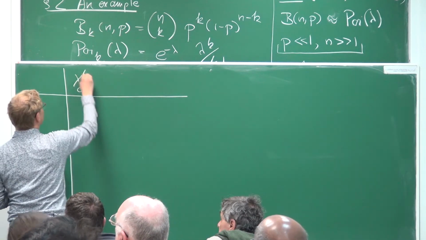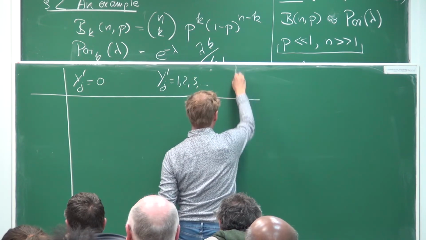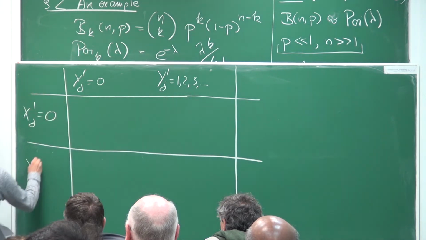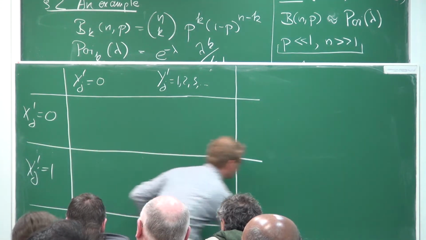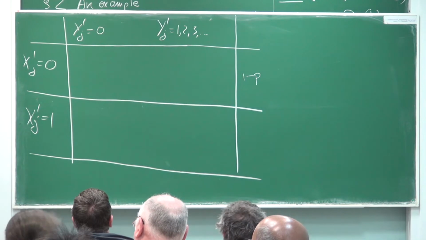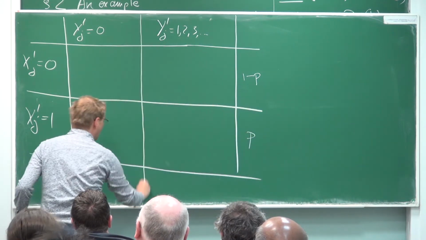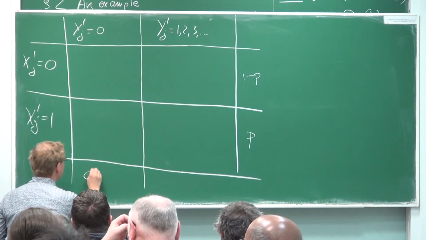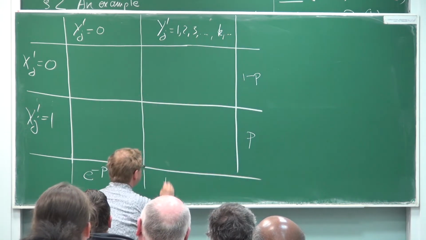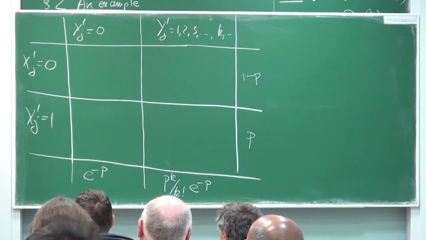Up there I say yj can be 0 or yj can be 1, 2, 3 and so on. Here xj prime can be 0 or 1. Now what do I need as a marginal? I'm 0 with probability 1 minus p. I'm 1, a success, with probability p. And on the Poisson side, to be 0 is e to the minus p, and to be 1, 2, 3 and so on would be p to the k divided by k factorial times e to the minus p. And the trick is now really to fill the 4 squares so that you get exactly these marginals.